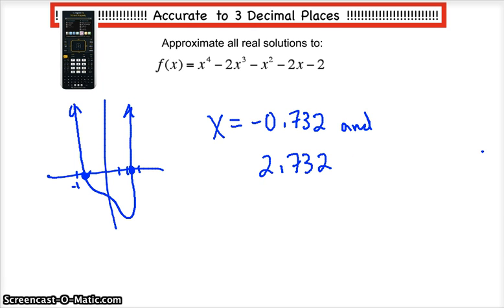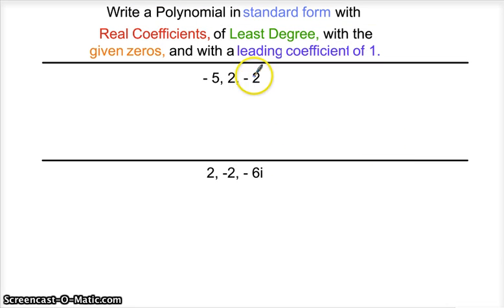All right? The last thing that we're going to do with the fundamental theorem is realize that, hey, if we know that my degree can determine my number of zeros, how about we go backwards? What if they give me a number of zeros and I want to write a polynomial? So write a polynomial in standard form with real coefficients of least degree, with the given zeros, and a leading coefficient of 1. What that saves me is having to do any extra work. I'm not going to worry about having a leading coefficient. I'm going to leave that as a 1.